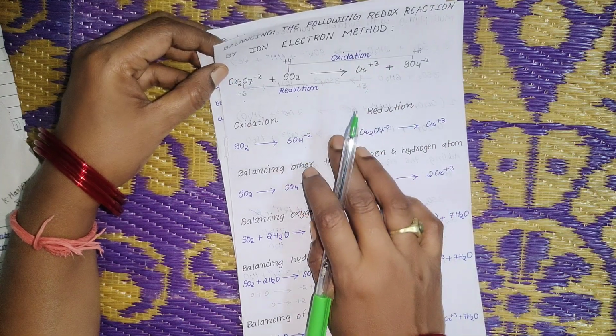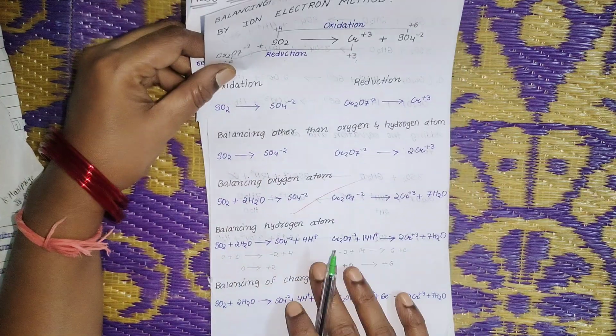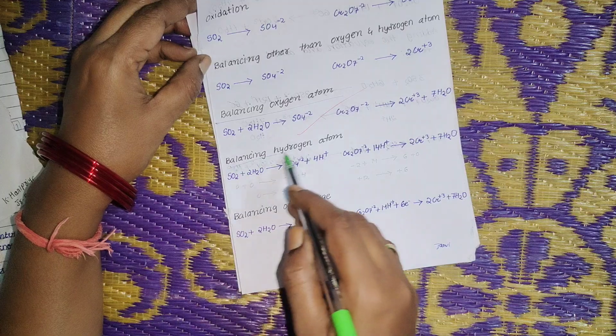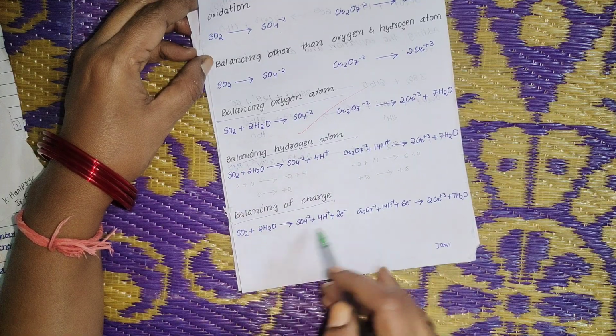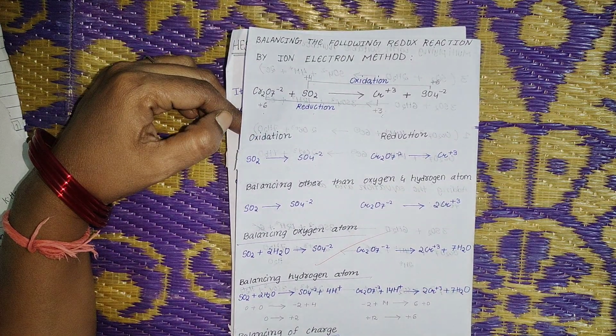How did it come? Through the oxygen variation, the hydrogen variation, the charge variation. We have to explain this by balancing the oxygen atoms, hydrogen atoms, and charge, and then write the final reaction. Okay, this is also an important 4 marks question.